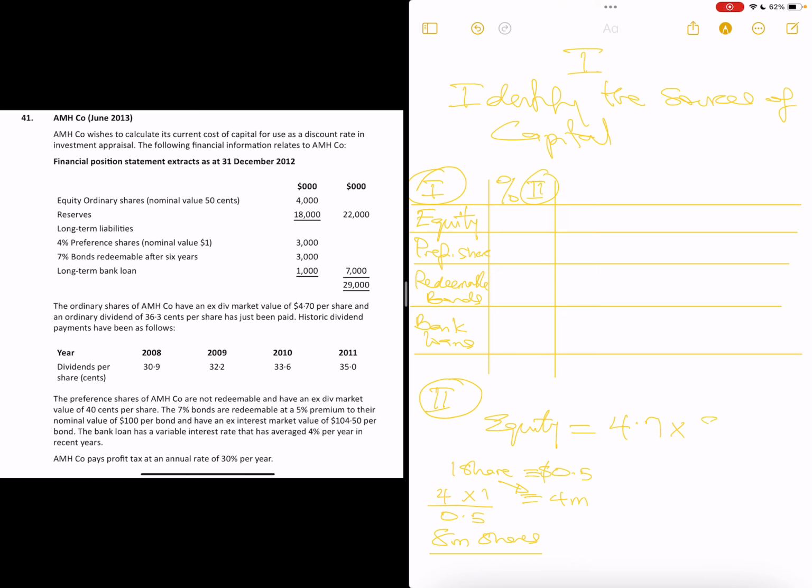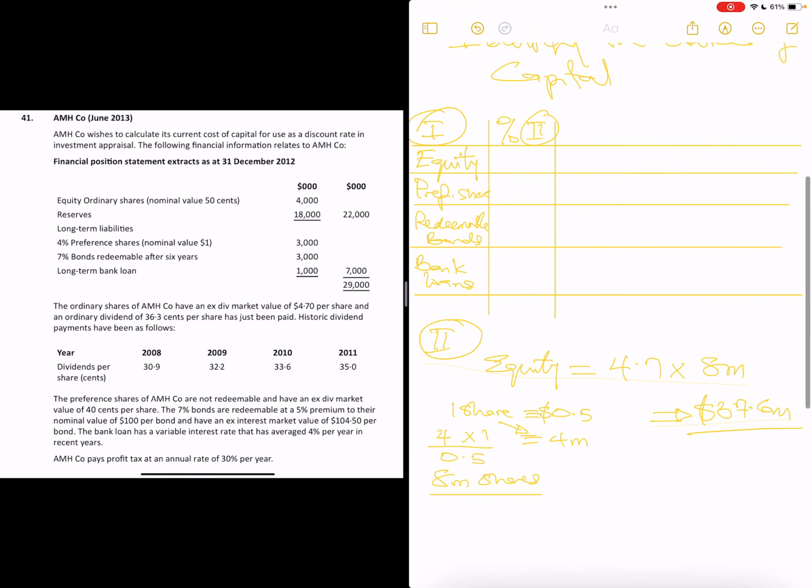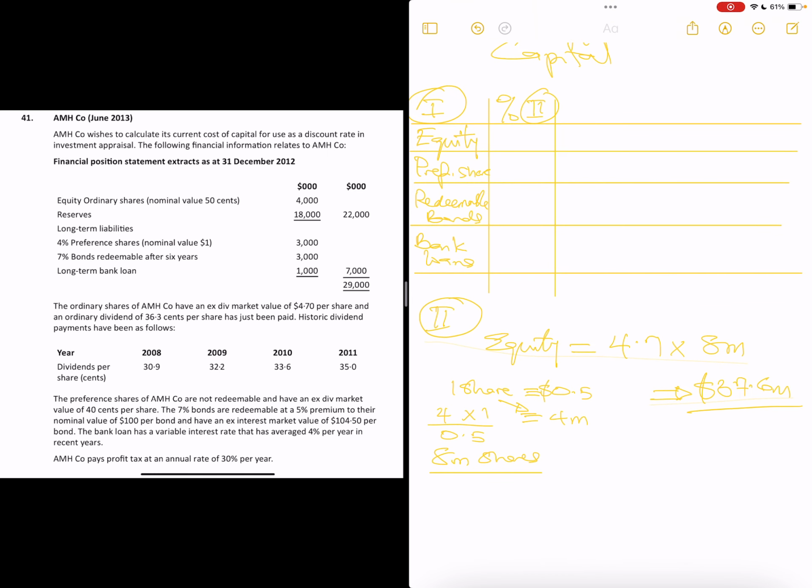So that's 4.7 times 8 million, and put on calculator, that gives us 4.7 times 8, that's $37.6 million. So that is the value of equity. We need to get the value of preference shares, the value of redeemable bonds, and the value of bank loans as well. So let's get the value of preference shares now.